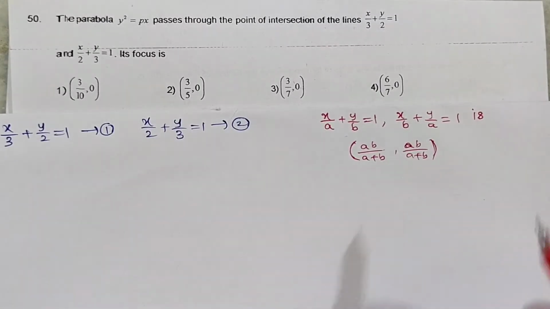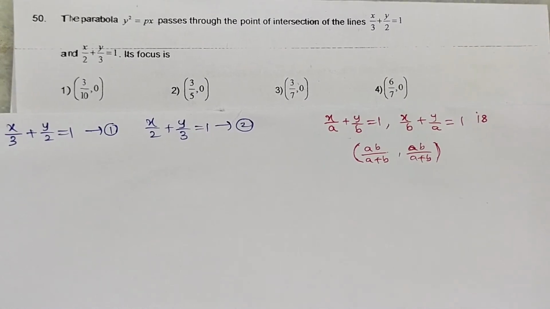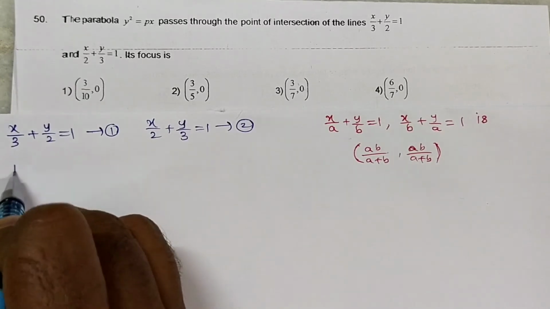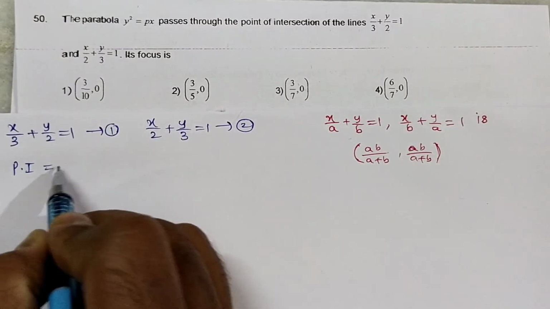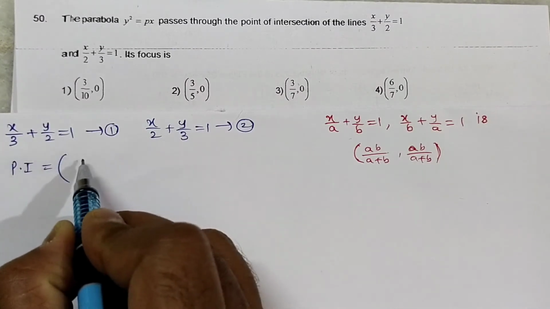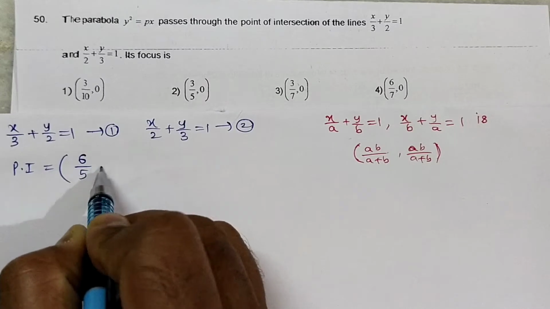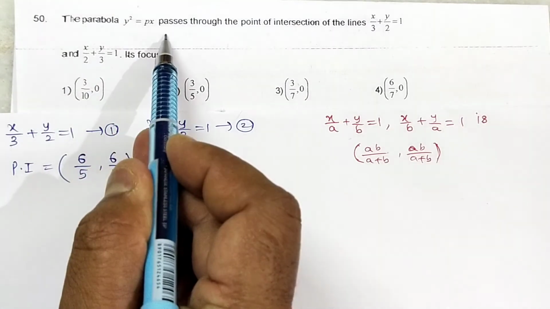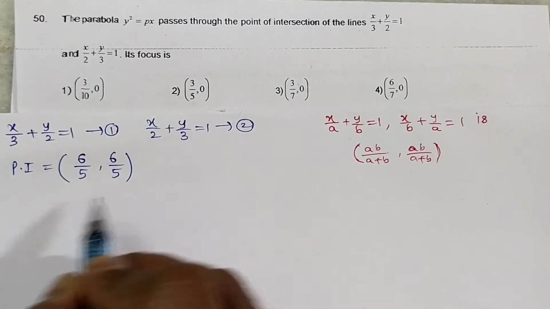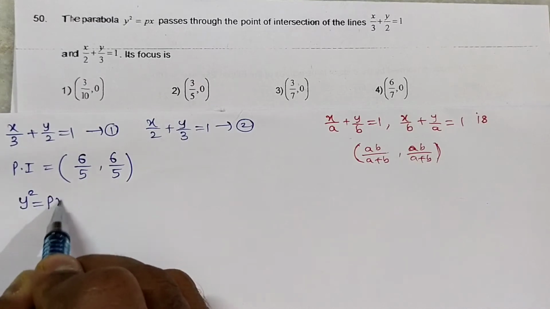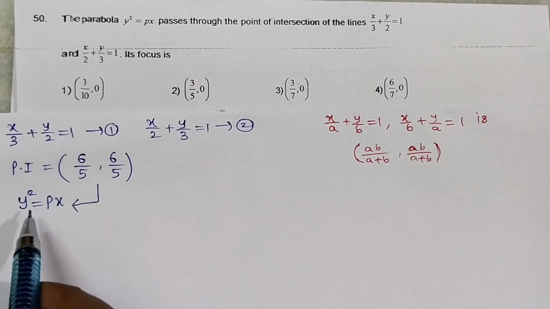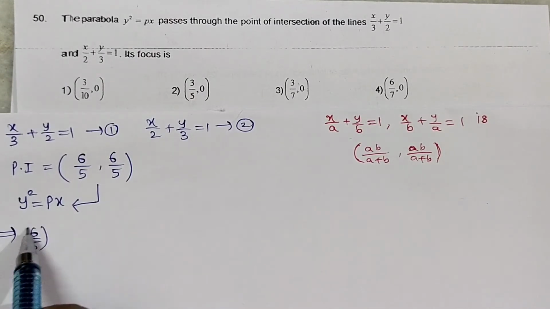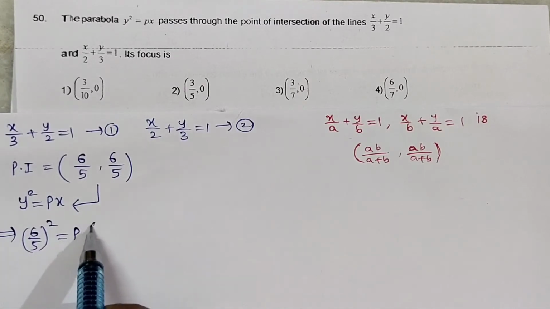So the given equations are of the form x by a plus y by b equal to 1, x by b plus y by a equal to 1. So the point of intersection of lines 1 and 2, a value 3 and b value 2, is 3 into 2 is 6, divided by 3 plus 2 is 5, so 6 by 5. The given parabola y square equal to px passes through this point. So in place of x comma y, substitute this. You will get 6 by 5 whole square, which is equal to p into 6 by 5.